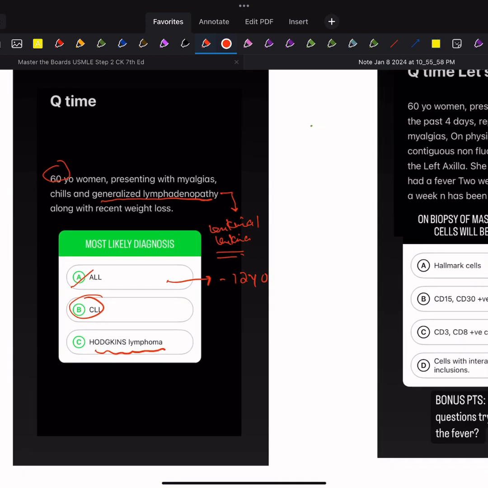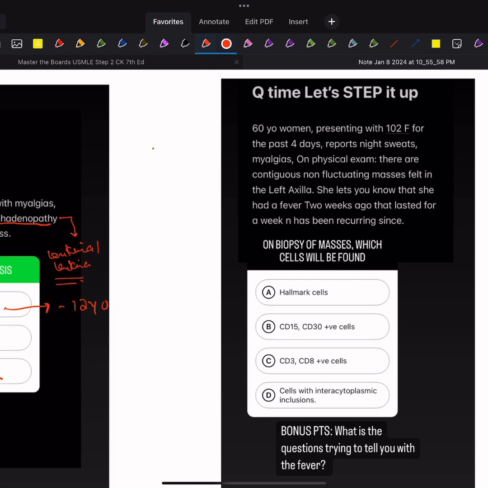Now let's come to Hodgkin lymphomas, which is very well represented with this question. So in this question, we have a 60-year-old woman, once again, and she is presenting to us with fevers, night sweats, myalgias. But now when you do the physical exam, you see that there is a non-fluctuating mass in the left axilla, and it has a contiguous distribution. So some big words. We'll just break them down, not a problem.